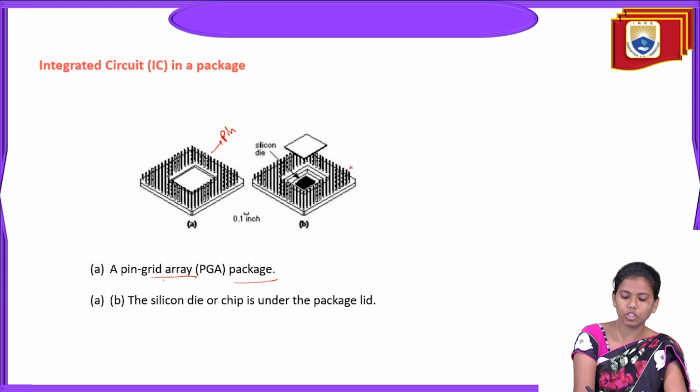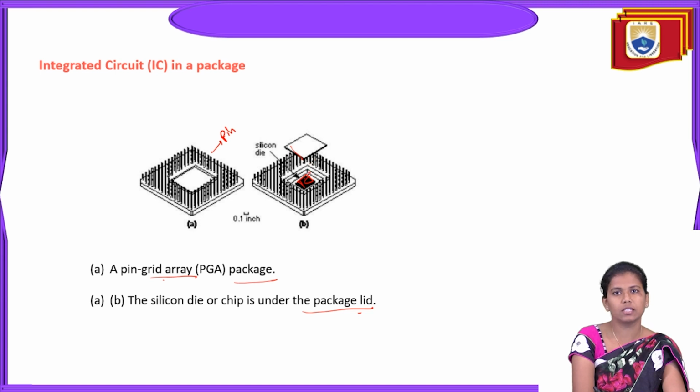And this is a silicon die chip. So the chip is under the package lid. This chip already has a package lid which covers all the pins. Why is this package lid there? Just in order to protect the pins from getting damaged easily. When you are transporting the chips or ICs, there may be a chance of damage, right? So in order to avoid that, these silicon die chips have a package lid over them, just to protect them. So these are nothing but packaged ICs.